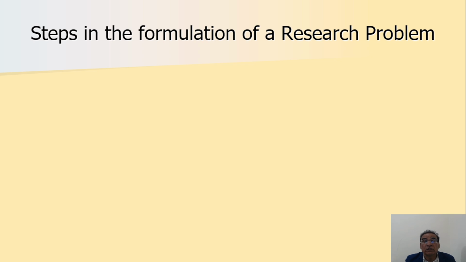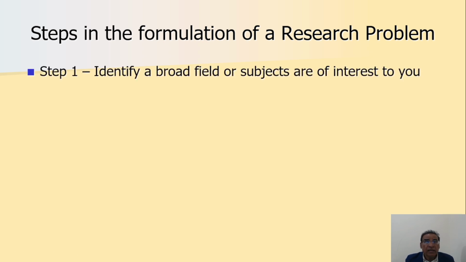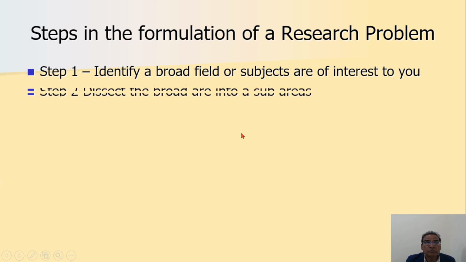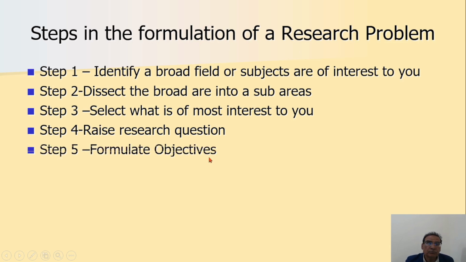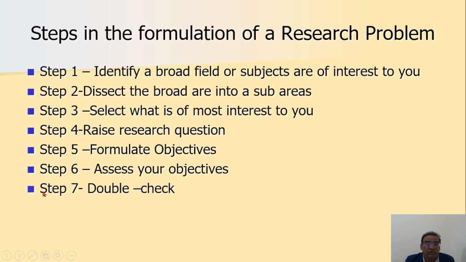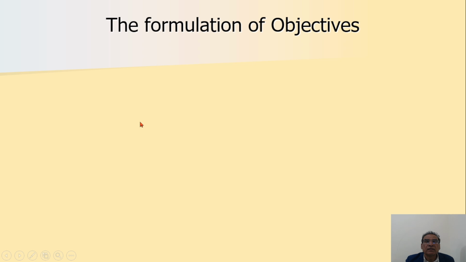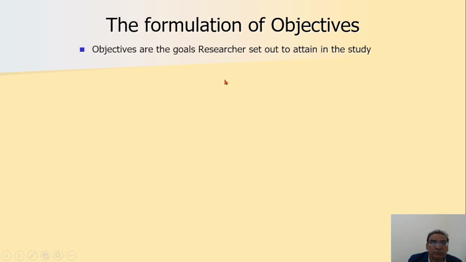Steps in the formulation of a research problem. Step 1: identify a broad field or subject of interest to you. Step 2: dissect the problem into subareas. Step 3: select what is the most interesting to you. Step 4: raise research questions in your mind. Step 5: formulate objectives. Step 6: assess your objectives. Step 7: double check everything.